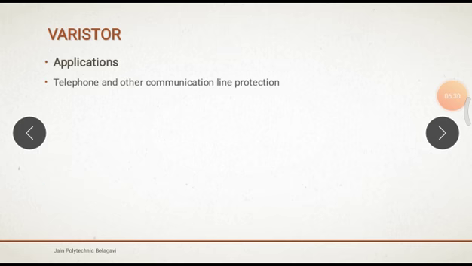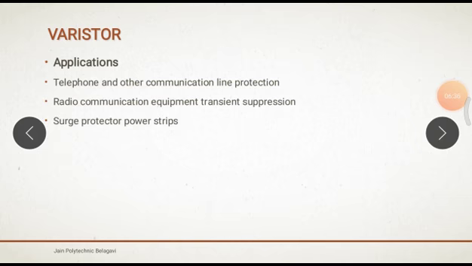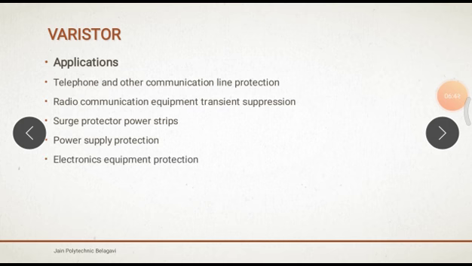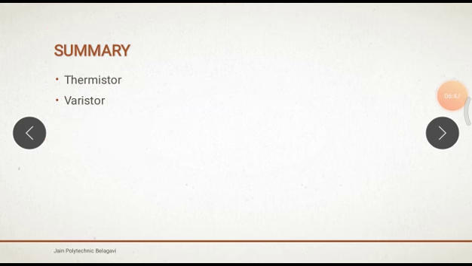As we already know, it is used for protection in telephone and other communication lines, and for radio communication equipment transient suppression. Everywhere for protection purposes we use it: surge protectors, power strips, power supply protection and electronic equipment protection. Everywhere we use the varistor.